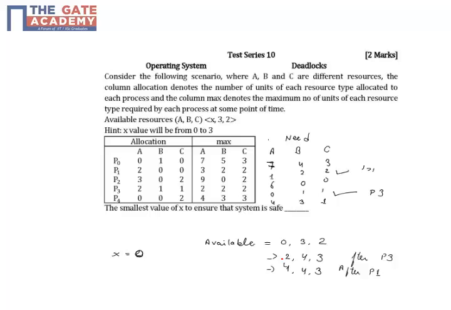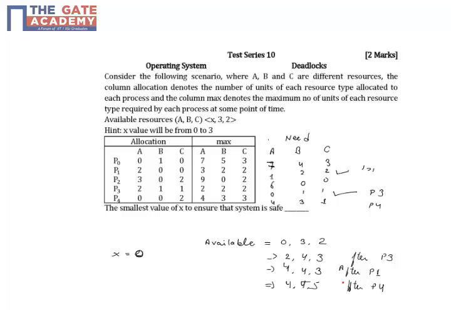Now among the remaining processes, P4 also I can execute. P4 has need 4, 3, 1, and 4, 3, 1 is less than or equal to 4, 4, 3. So I can execute P4, and its allocation will be added into my available. So 0, 0, 2 will be added into 4, 4, 3 and my available will be 4, 4, 5 after P4.